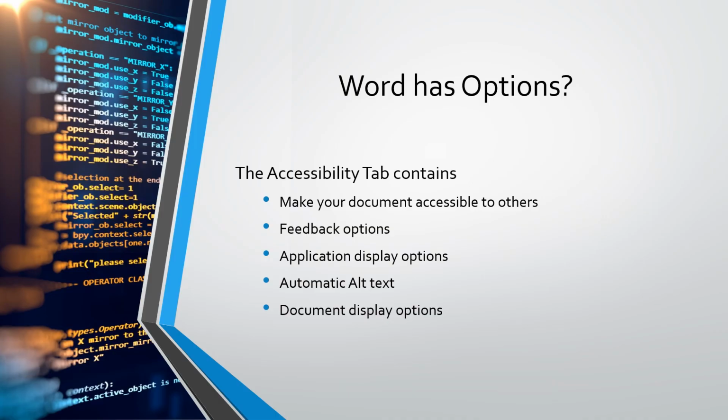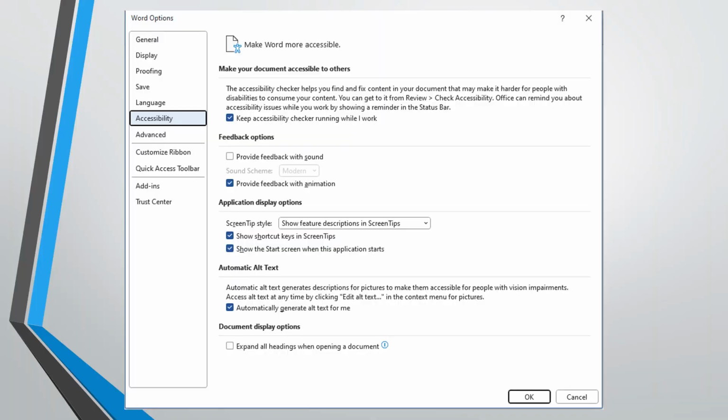The Accessibility tab contains Make your document accessible to others, Feedback options, Application display options, Automatic alt text, Document display options. The Accessibility tab should be helpful if you have hearing or visual impairments that affect how well you can use the screen. If you have a hearing impairment, you certainly don't need to have the program play sounds or alerts to a message coming in. But you may need to have the cursor change or some other visual cue that something has happened.